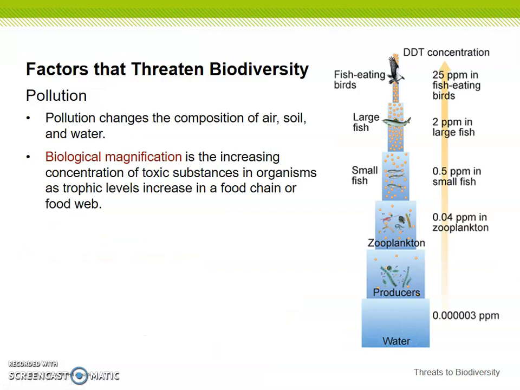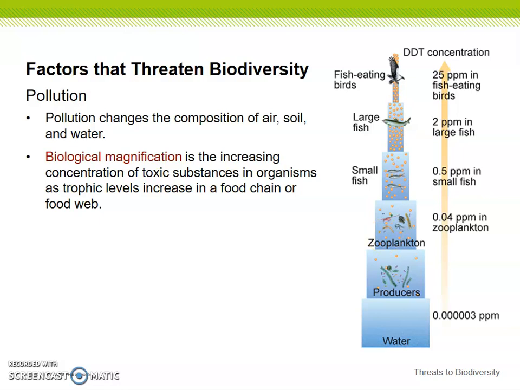Another factor is pollution. Pollution changes the composition of air, soil, and water. Biological magnification is the increasing concentration of toxic substances in organisms as trophic levels increase in a food chain or a food web. So you'll notice down here at the bottom, we have a very small concentration of DDT. Well, producers in that ecosystem, in the water, they absorb that DDT. Now, it's not enough to hurt them, but the zooplankton eats those producers, and since they eat a lot of those producers, the concentration of DDT in that zooplankton goes up.